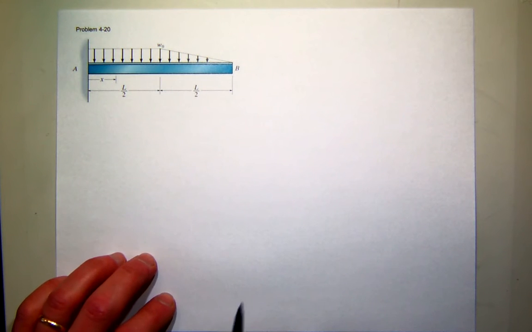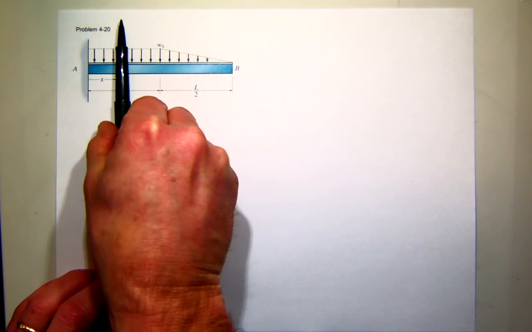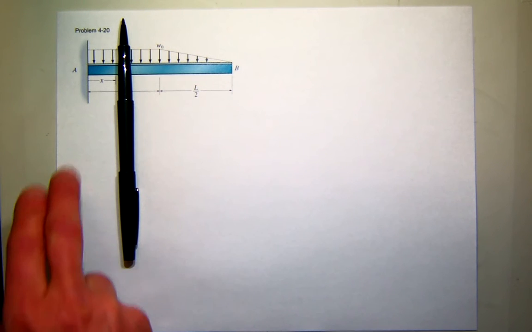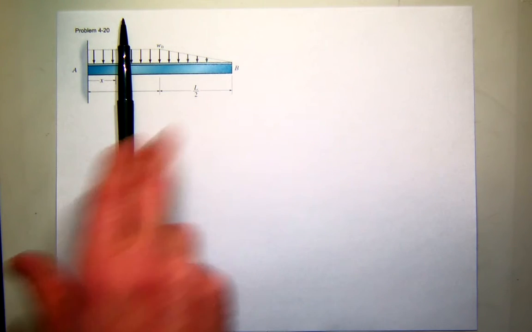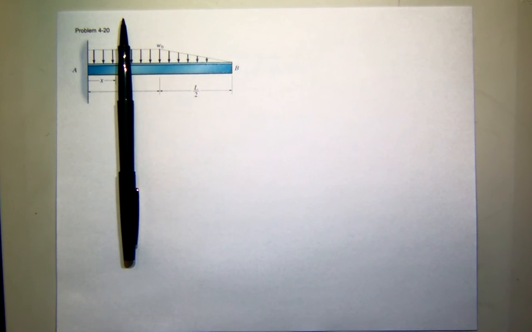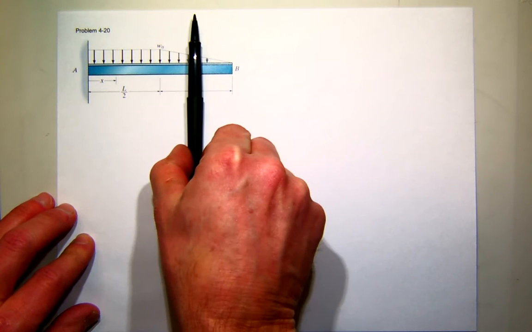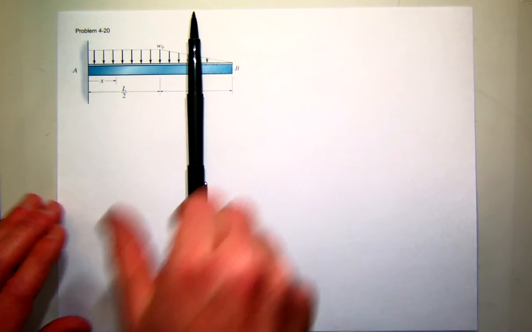So let's, I'll put my pin down here, somewhere between 0 and L over 2. Would you want to work the left side or the right side? Yeah, the loading is a lot easier on the left side, but it requires that we get the shear and moment. So we'll have to do that. So let's talk about the second one where we go here, somewhere between L over 2 and L.